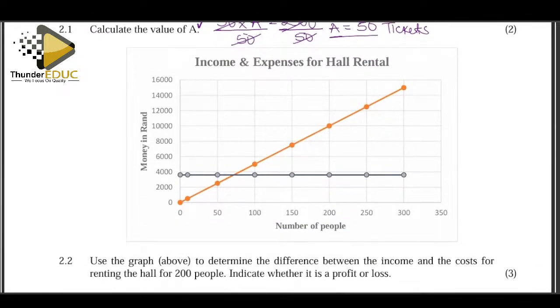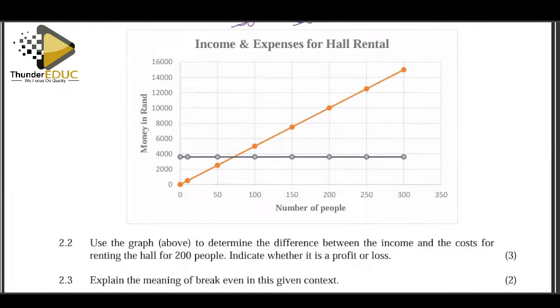All right. We continue with the question. Here we have a graph, and they're asking us, use the graph to determine the difference. Take note of that. Difference. This is the moment you hear this, you just note you're going to subtract. Determine the difference between the income and the cost for 200 people. You come up to here. These are 200 people. What is the cost for 200? Remember, it's a fixed cost. So here is 3,600. So the cost is 3,600. What about the income?